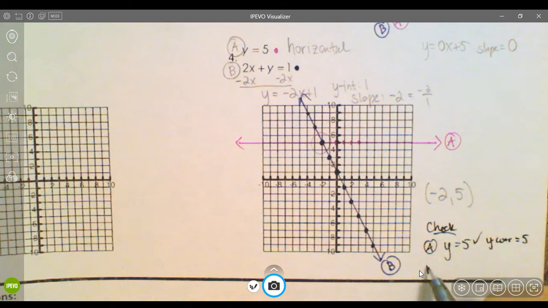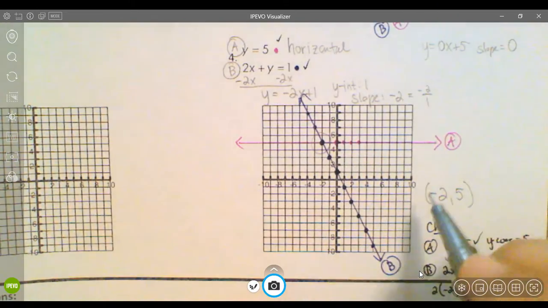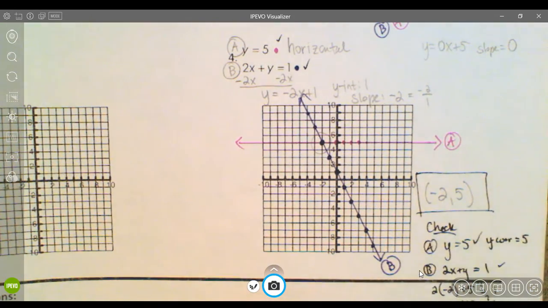All right, so let's look at equation B. I have 2x plus y equals 1. So let's take 2 times negative 2 plus 5. Does that equal 1? Well, that's negative 4 plus 5. 1 equals 1. Oh yeah, that one checks too. So that checks, that checks. So guess what? I know that's the correct answer. That's how you check your work, y'all.